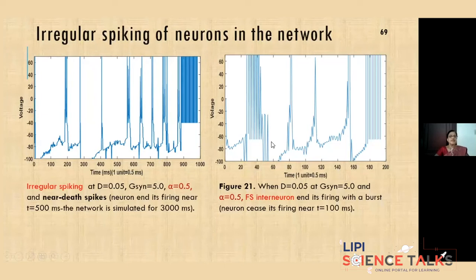We can select an interneuron, and this interneuron will cease firing at t equal to 100. That means interneurons and other neurons respond to this spiking in a different manner. As the time goes, the interneuron stops firing very fast.